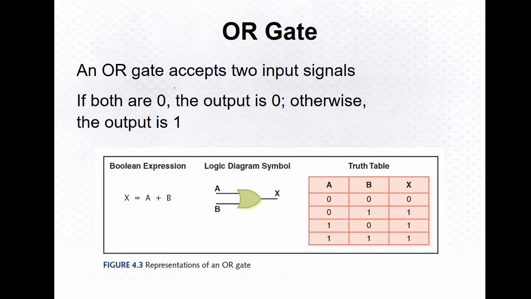Okay, here is the OR gate. Now the OR gate will also accept 2 inputs, give us a single output. Now if both of the inputs are 0, then the output is 0, otherwise the output is 1. So let's go to the truth table first.